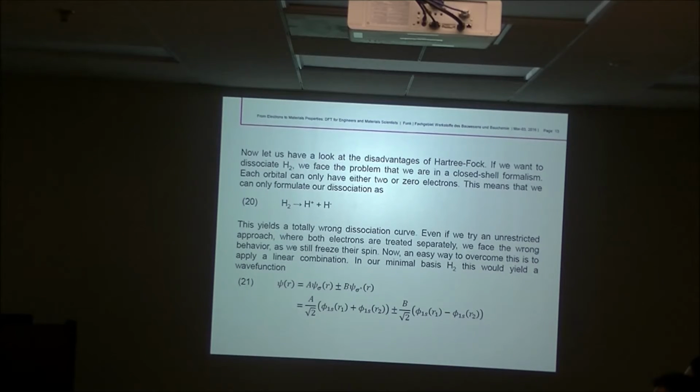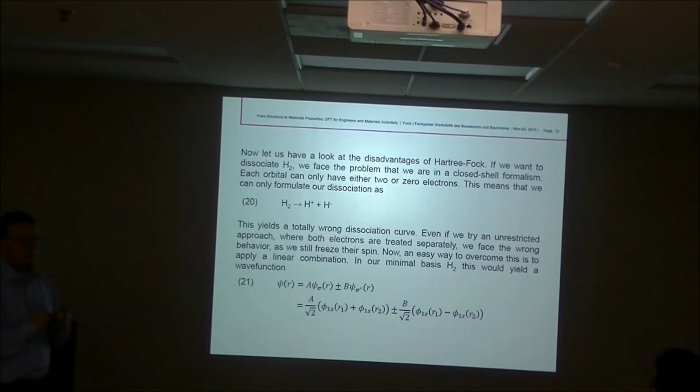When we're getting too close, we're getting repulsion. And when we're going to infinity, we're getting a constant. What our Hartree-Fock gives us, however, is this, and it goes here forever. When we go to infinity, we just get infinite energy. Sure, it doesn't dissociate correctly.